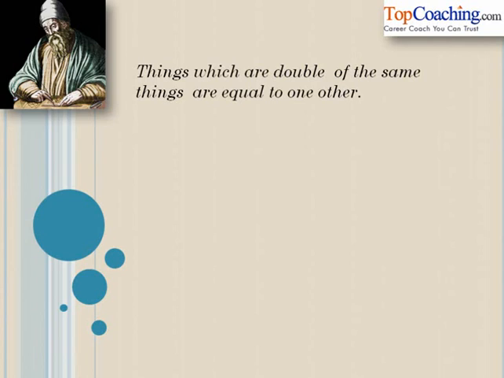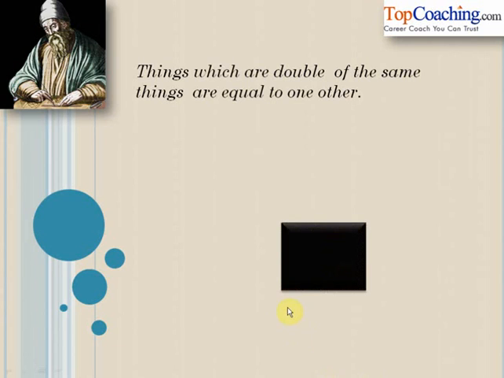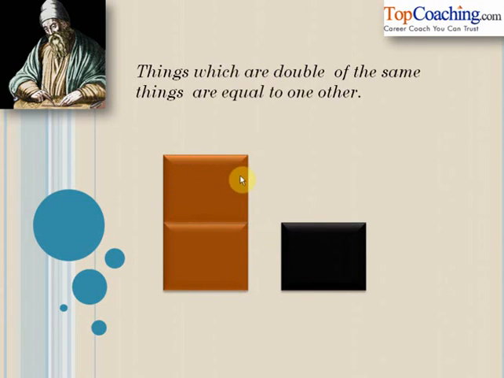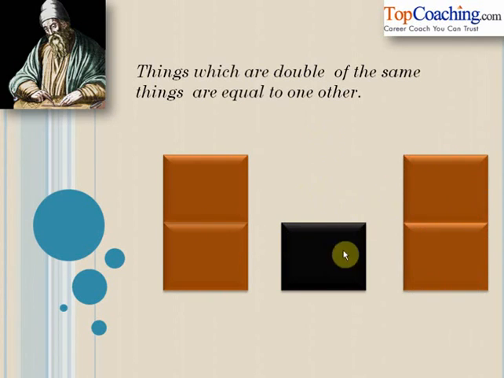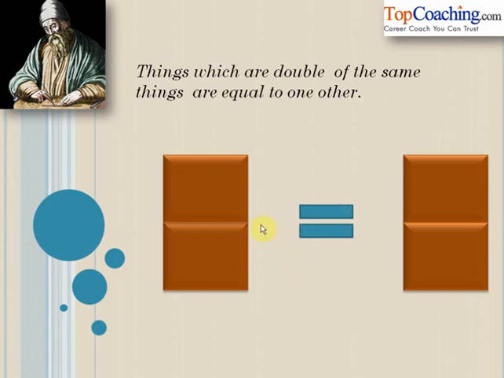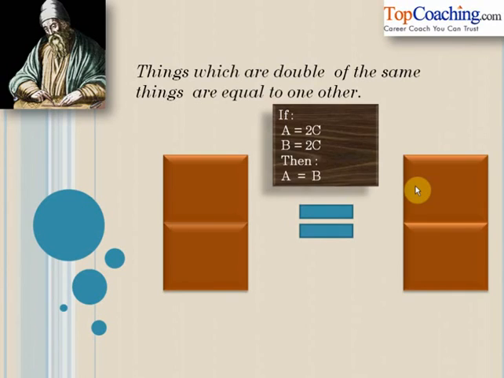Things which are double of the same things are equal to one another. So if we have got two things which are double of the same things, then the two things are also equal to each other. For example, if we have this figure and we have a thing that is double of this thing, so this figure is actually the double of this figure. Similarly, if we have a figure which is also double of this figure, then in this case we can clearly say that these two figures are equal to one another. Thus we can state this as, if A is equal to 2C, or A is double of C, and similarly we have B which is also double of C, then actually A and B are equal to each other.